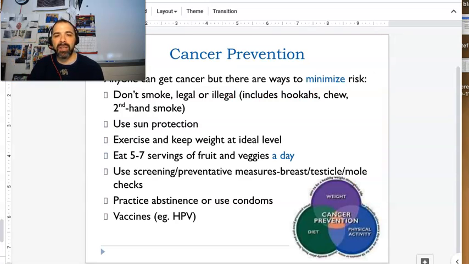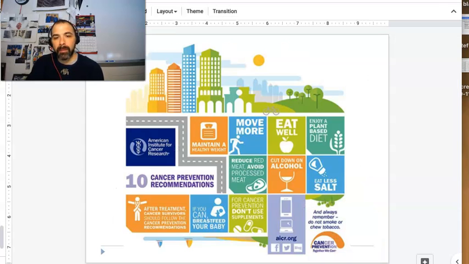So, cancer prevention. Anyone can get cancer, but there are ways to minimize it. Don't smoke, legal or illegal: hookahs, chew, secondhand smoke, Juuls, whatever. Use sun protection, exercise, and try to keep your weight ideal. Eat fruits and vegetables if you can. Use screening and preventative measures: checking breasts, testicles, mole checks, safe sex, abstinence or using condoms, and vaccines. Any of those will work for cancer prevention. And here are some other cancer prevention recommendations.